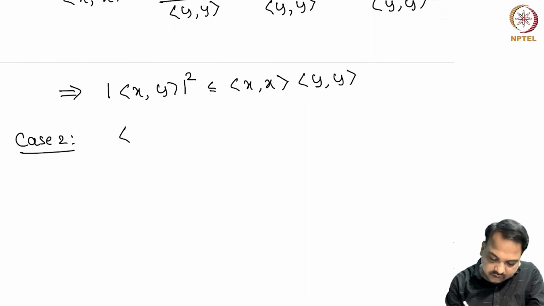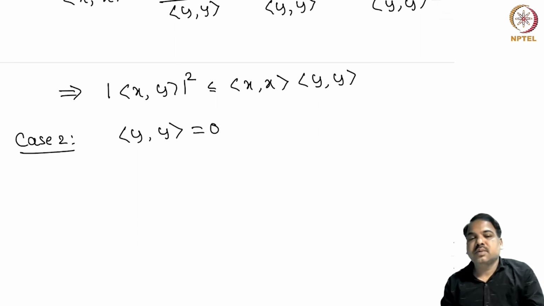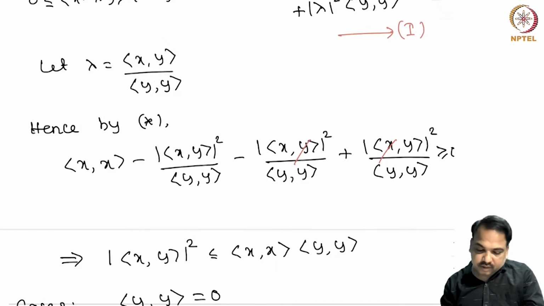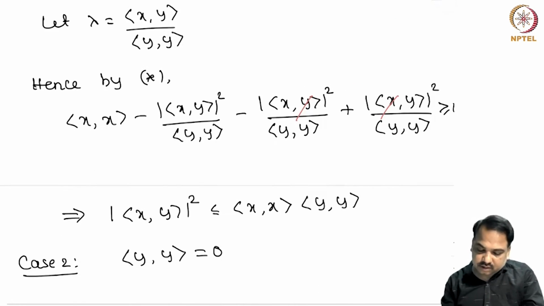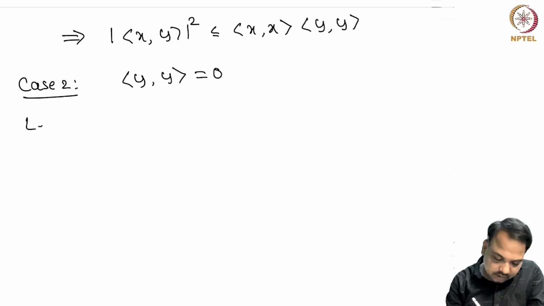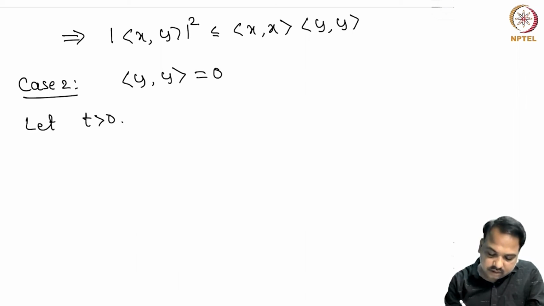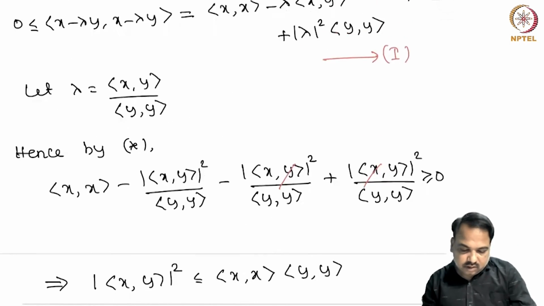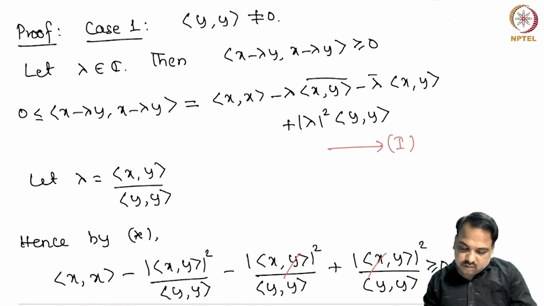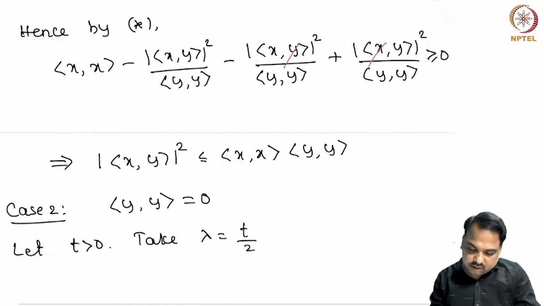Case 2: what will happen when the semi-inner product of y with y is 0? This can happen in a semi-inner product space. We have seen examples. So in this case, let us look at equation 1. Let t be a positive real number. Take lambda to be t by 2 times the semi-inner product of x with y.